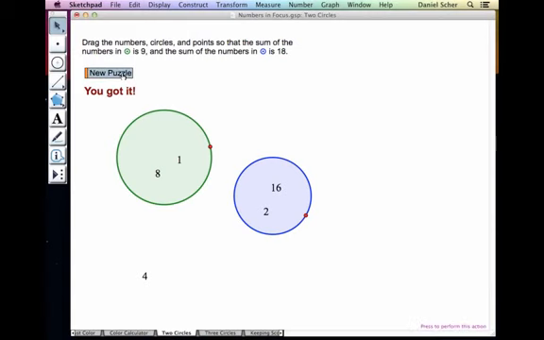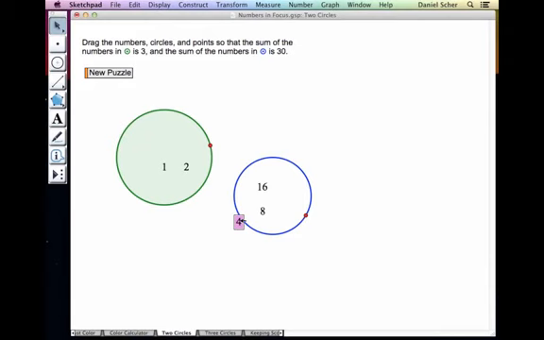Let's try a new challenge randomly generated by Sketchpad and see if the next one is as easy. That one actually is. Let's make a new challenge. Here we go. Now we want the sum of the numbers in the green circle to be 3, so that's going to be 1 and 2. And I want the sum in the blue circle to be 30. What do I need for 30? Well, 16, 8, 4, and what am I missing? That's 28, but I need another 2.